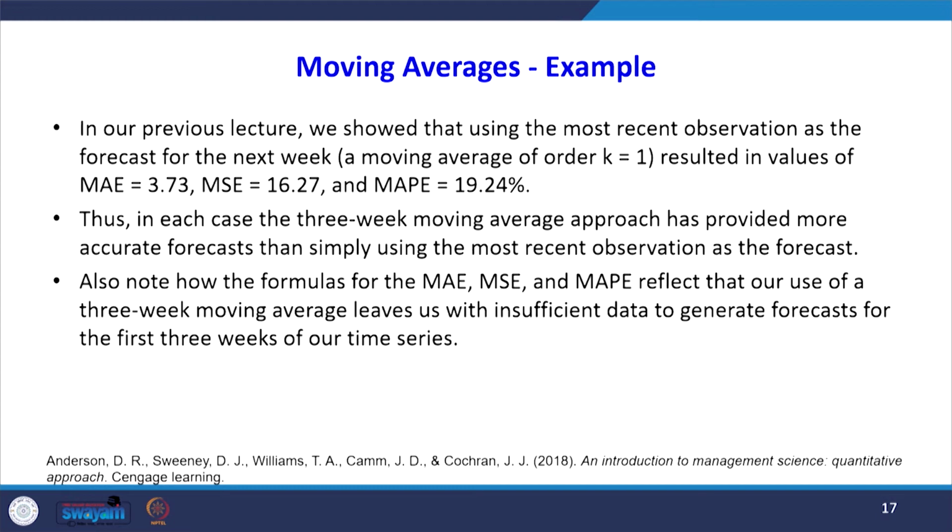Also note how the formulas for the mean absolute error, mean squared error and mean absolute percentage error reflect that the use of a 3 week moving average leaves us with insufficient data to generate a forecast for the first 3 weeks, because for the first 3 weeks we are not able to find the forecast. So the first 3 out of 12 data points will not be considered for finding the mean, only 9 data points will be considered.